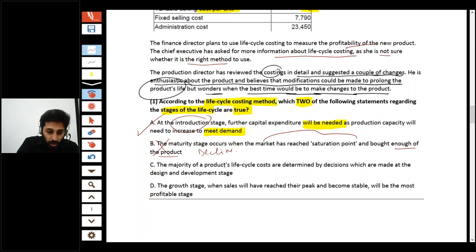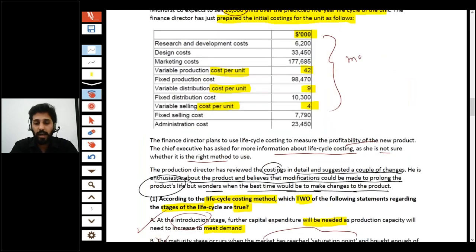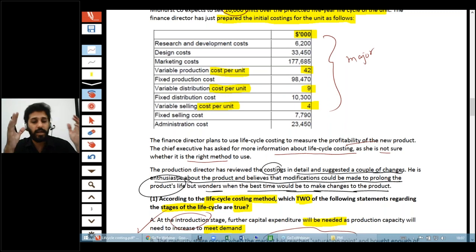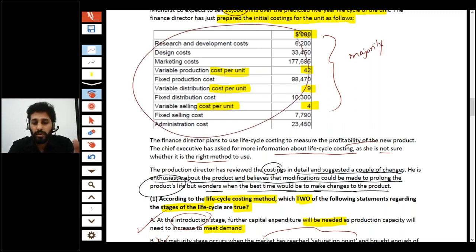Number three, the majority of the product lifecycle costs, as you can see, these are the majority of the costs, can be estimated in advance. According to the analysis, 70 to 90% of the cost can be estimated at the design stage, right?